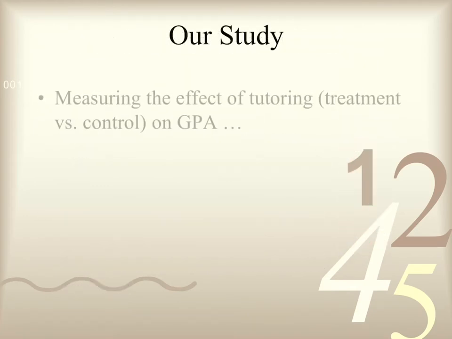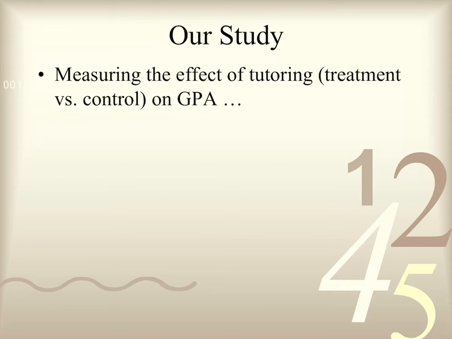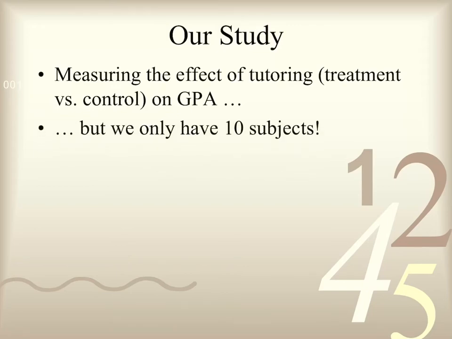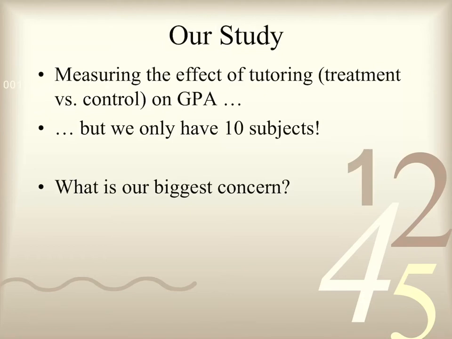Okay, so let's imagine a particular study here. Let's imagine that for our study, we want to measure the effect of tutoring, that's going to be our treatment, versus no tutoring, the control, on people's GPA. But the downside is we only have 10 participants here. What is going to be our biggest concern with only 10 participants? Well, we're likely to make an error. What I want you to think about is, are we likely to make a type 1 error or a type 2 error?